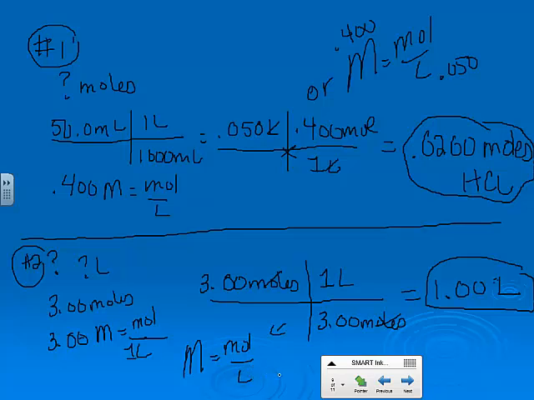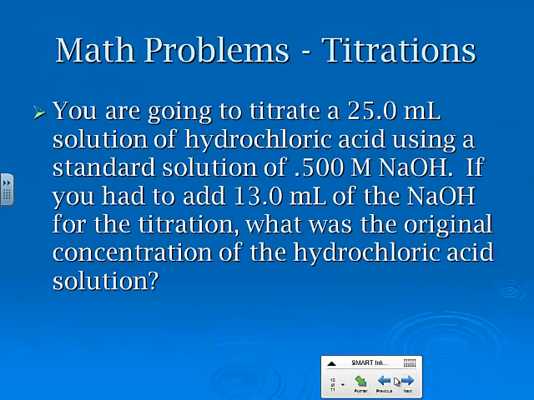Capital M is moles per liter. You're solving for the liters, so this essentially just sets up the math for you. If it was 3.00, you need to divide anyway to get that answer. So it's just another way to do it.